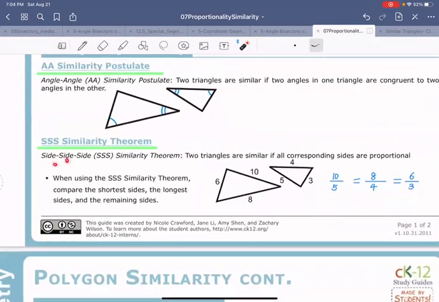The next one, Alan. I want you to go ahead, read this theorem, please. SSS similarity theorem. 2 triangles are similar if all corresponding sides are proportional.